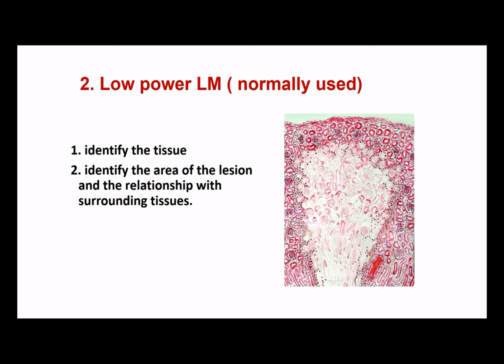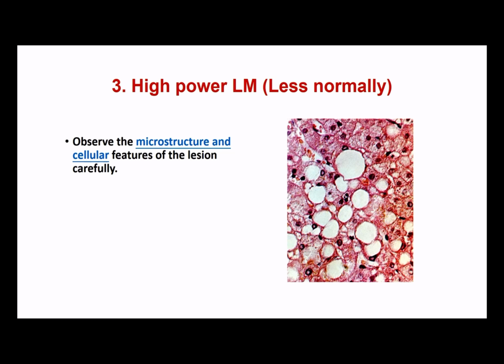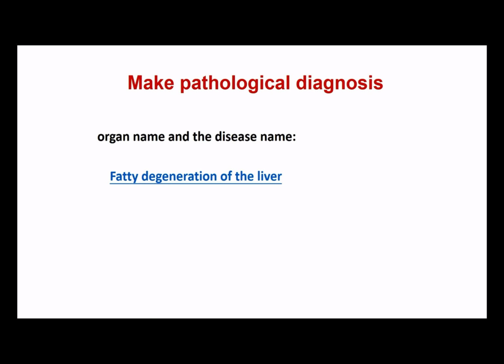Observe by low power lens. It's normally used in pathological observation. We need to use it to identify the tissue, the area of the lesion and the relationship with surrounding tissues. Number 3, observe by high power lens. It is used less often. We use it to observe the microstructure and cellular features of the lesion. For example, we use it to observe the nucleus of a cell or the deposit in the cytoplasm and so on. According to the features of the lesion, we make the pathological diagnosis.